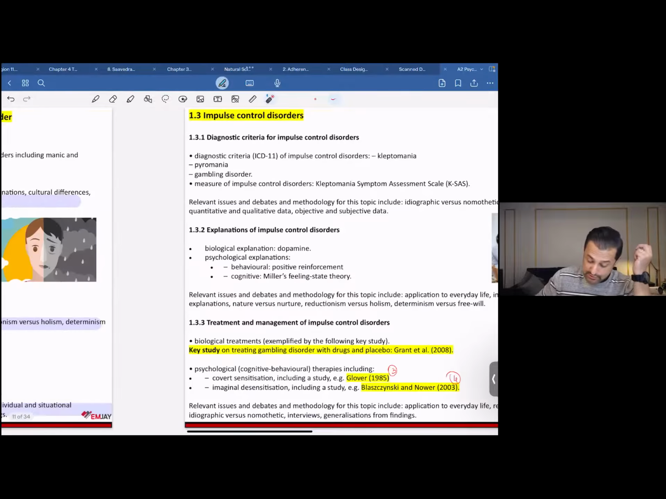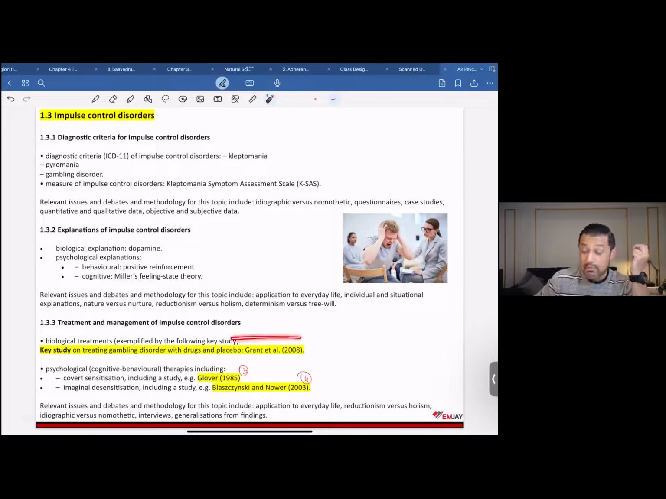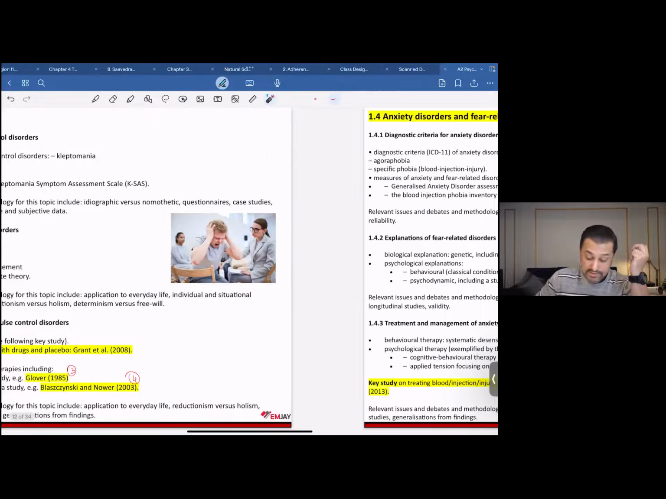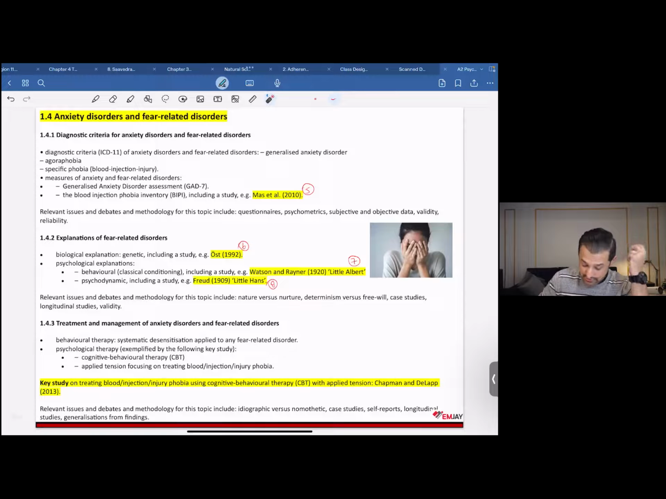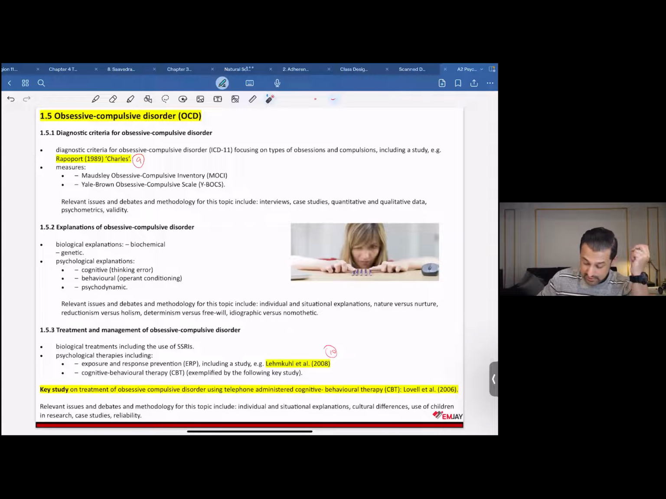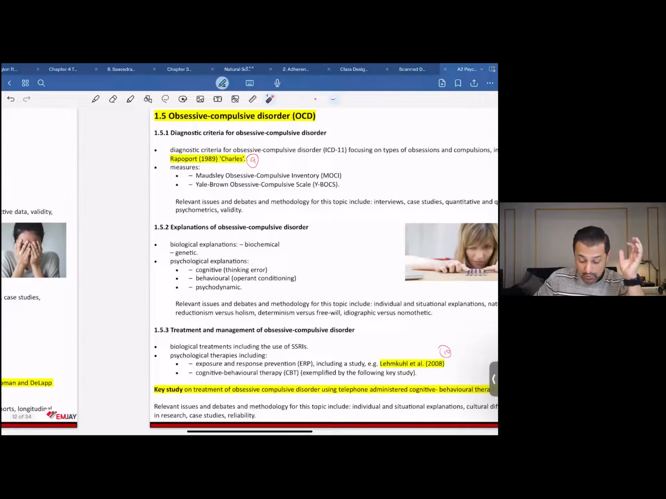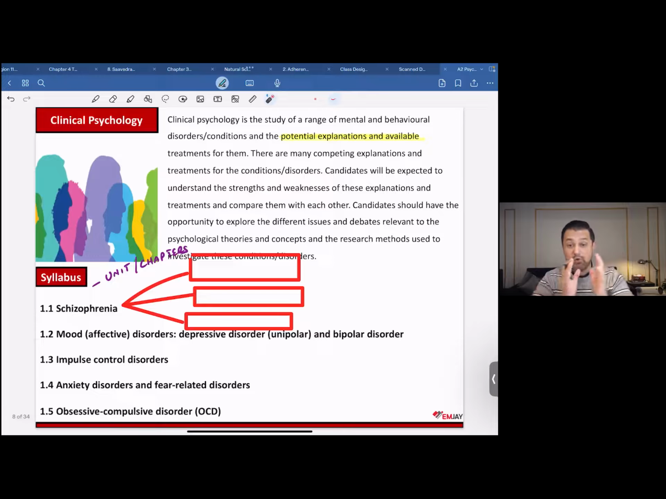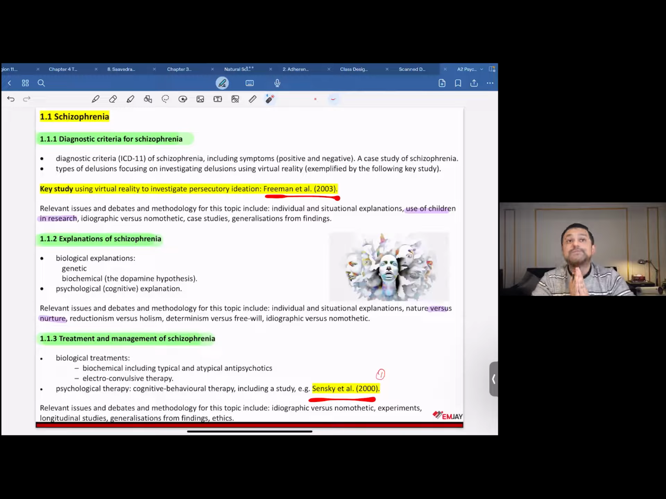For impulse control disorder, we have this key study that was conducted by Grant et al. For anxiety disorders and fear-related disorders, we have this key study that was conducted by Chapman and Delap, right? For obsessive compulsive disorders, we have this key study that was conducted by Lowell et al. in 2006.